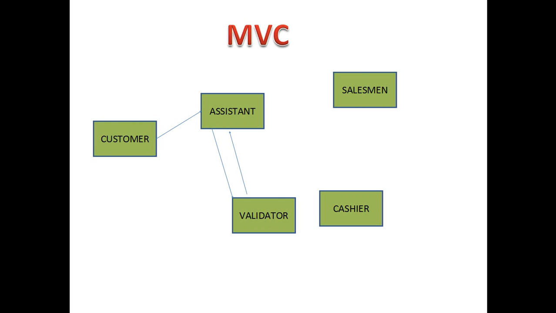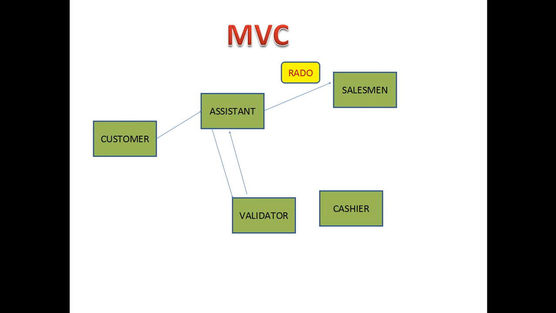Now, once the validator part has been done, the assistant helps me locate where I can find the watch. He takes me to the particular salesman who is concerned with showing me different kinds of watches. So the salesman's job is to display all the different kinds of watches he has. He displays them all, and among them I found a Rado watch and I want to purchase it.